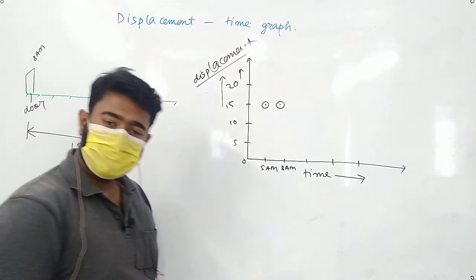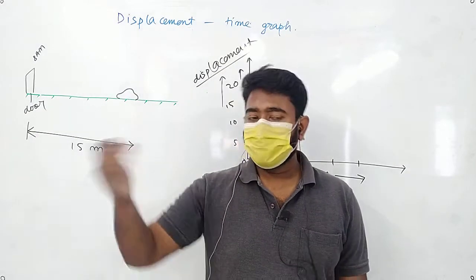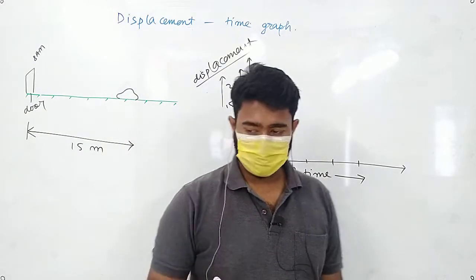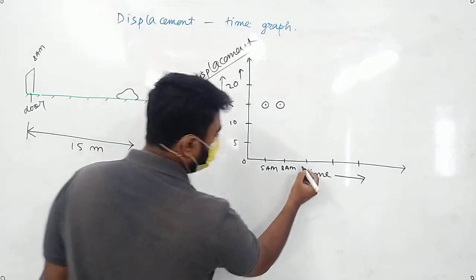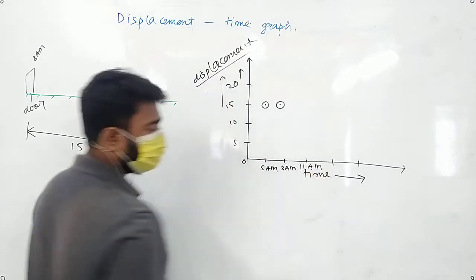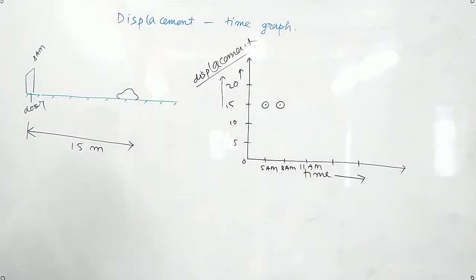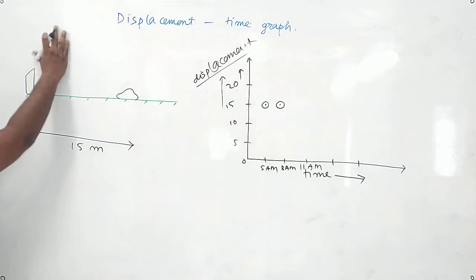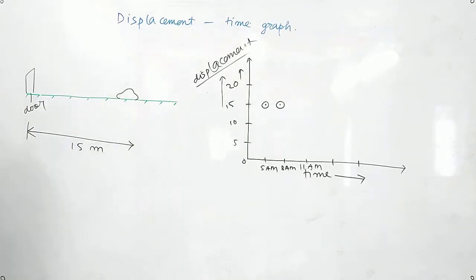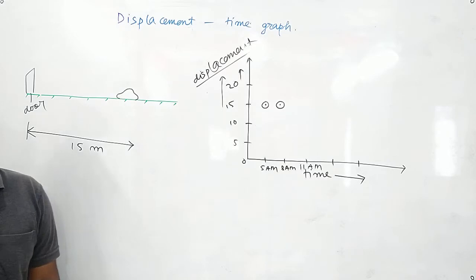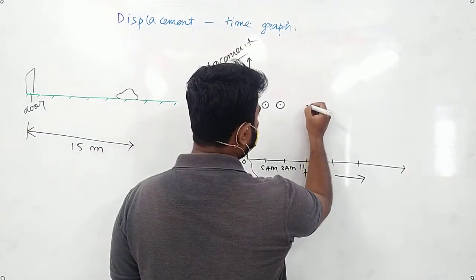Now he went to office. He came back from office during the tiffin time, which was 11 a.m. Again he came here at 11 a.m. Where was the stone? 15 meter. That means at 11 a.m. it was also 15 meter.